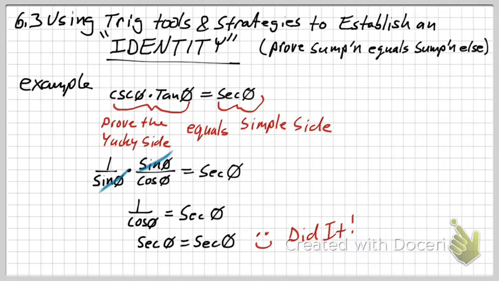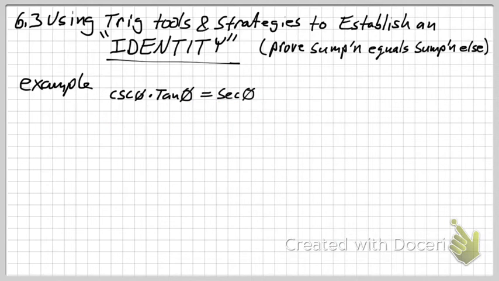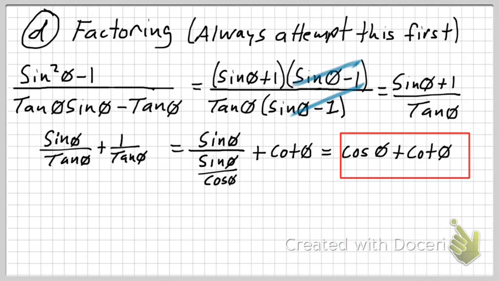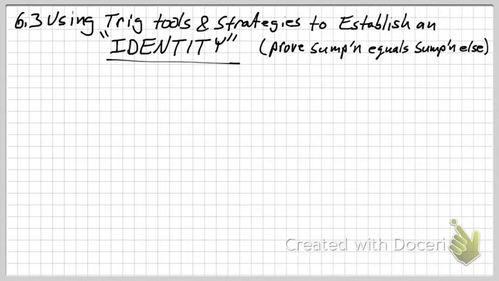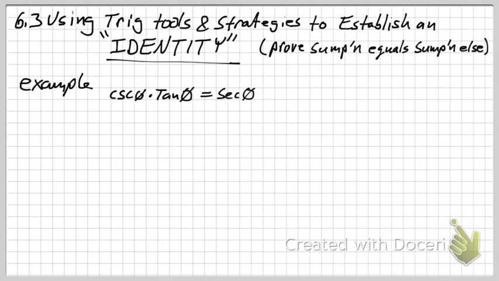Okay, so what we're going to do is talk about using these tools. We use these tools to establish identities. They're basically proofs, which means I'm going to prove that something on this side of the equal sign equals something else on this side of the equal sign. For instance, here's an example. This is a typical homework problem. I have one side, and it says it equals this. And we're going to prove that.